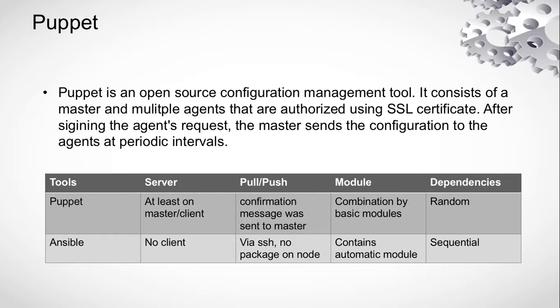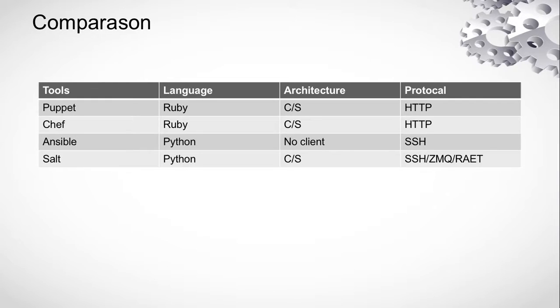Puppet's dependencies are random, while Ansible's are sequential, and Puppet needs at least one server, but Ansible needs no client. Puppet uses a confirmation message sent to the master, while Ansible uses a push model via SSH. Lastly, here is the comparison of the four tools according to language, architecture, and protocols. Next, I will show you some demos of our tech talks.